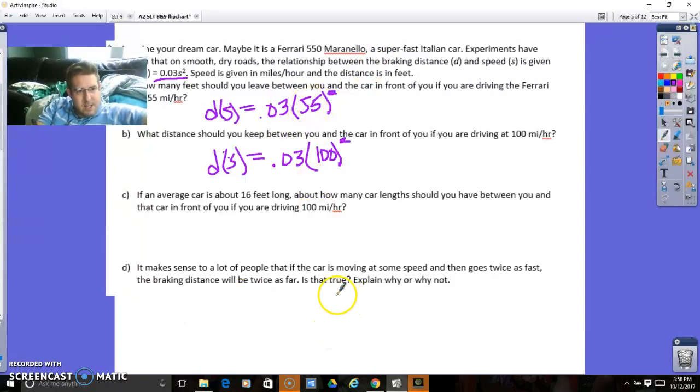Which brings me to this last question. You would think if you're going twice the speed, you would need twice the distance, but that's not actually true. When you're going twice the speed, you actually need way more than that. It depends on how fast you're going, but in this case, you're going to need like 3 times the distance. So all you've got to do is take your answer, which is 300 feet, and divide it by 16 feet per car, and that'll tell you how many cars you need.